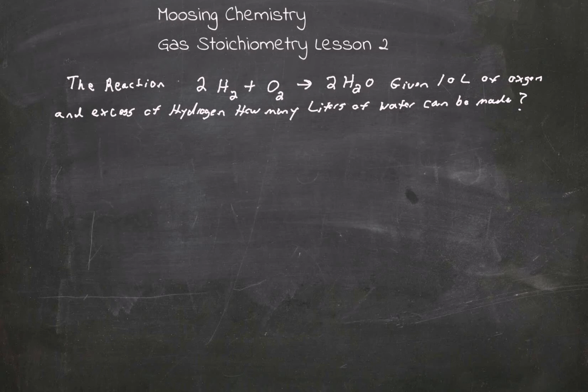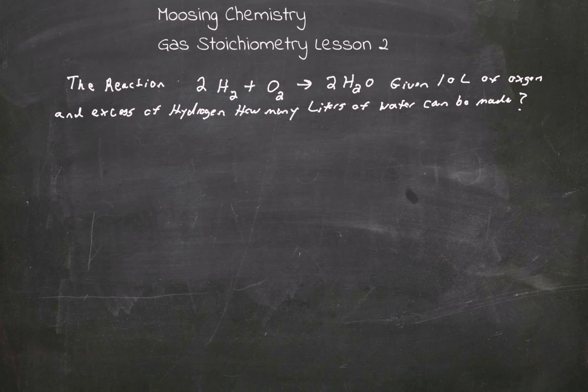You've been studying stoichiometry by now, and do you know that there's a gas stoichiometry? So this is going to be our lesson in gas stoichiometry. Given the reaction 2H2 plus O2 yields 2H2O, a pretty simple equation, hydrogen plus oxygen makes water, or I would say dihydrogen monoxide. Given 10 liters of oxygen and excess hydrogen, how many liters of water can be made?